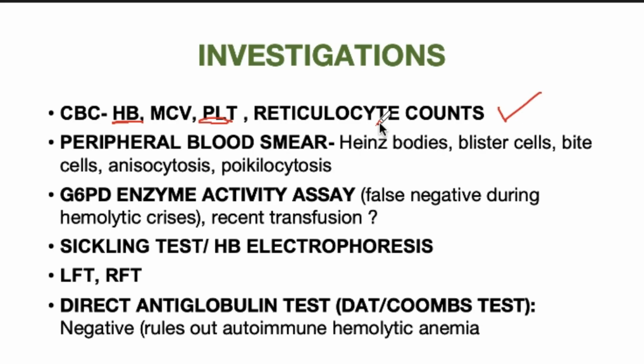Again, we can also look at the reticulocyte count as matured red blood cells are being destroyed by the precipitated G6PD hemolytic crisis. Immature red blood cells are being formed in numbers, and these immature red blood cells are called reticulocytes.